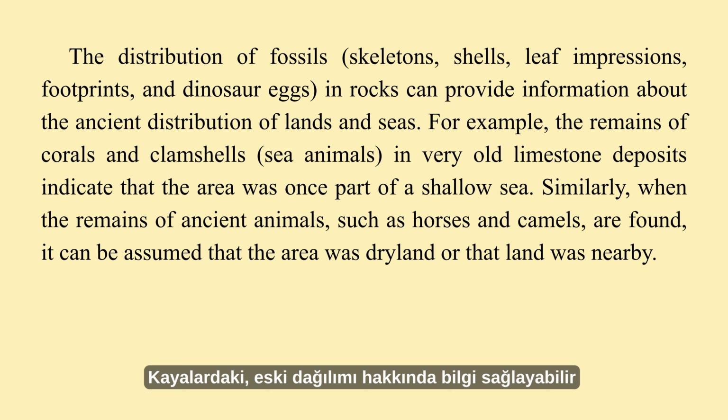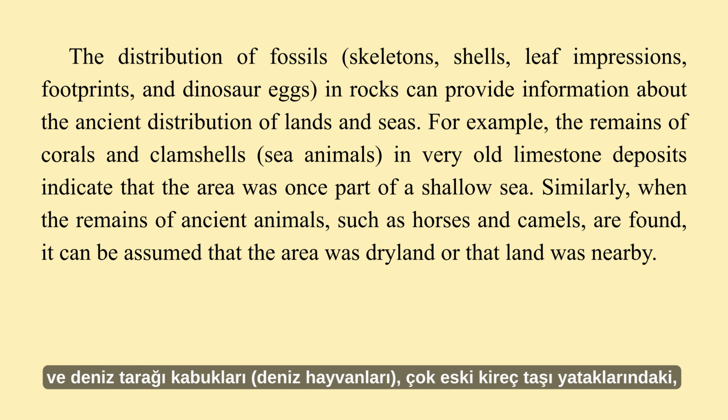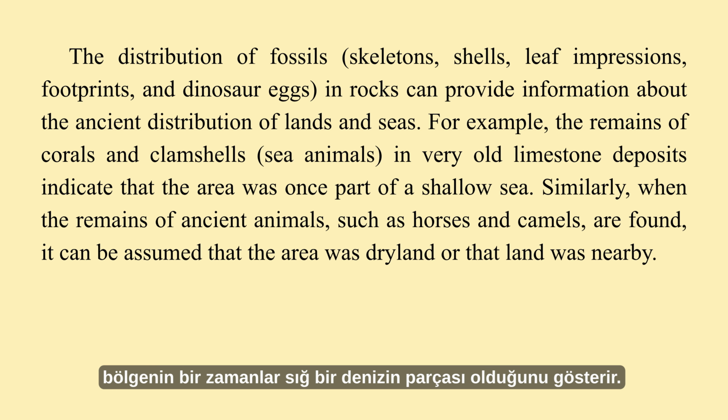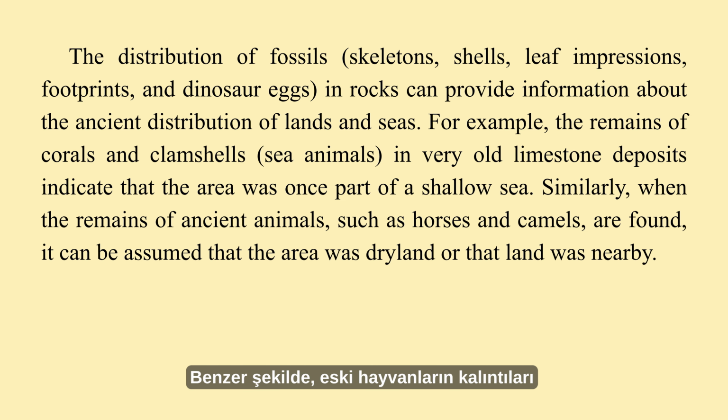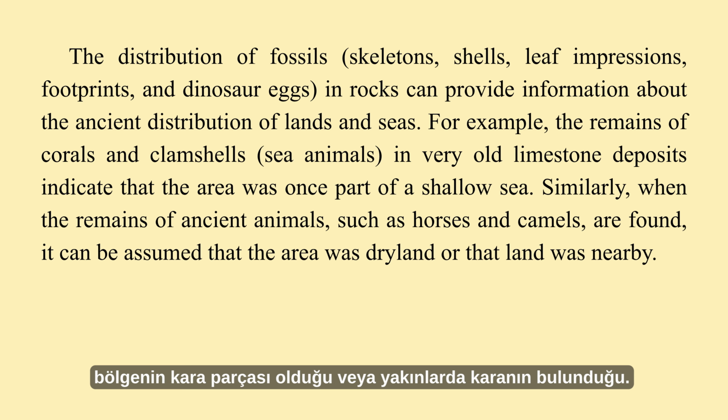The distribution of fossils, skeletons, shells, leaf impressions, footprints, and dinosaur eggs in rocks can provide information about the ancient distribution of lands and seas. For example, the remains of corals and clamshells, sea animals, in very old limestone deposits indicate that the area was once part of a shallow sea. Similarly, when the remains of ancient animals, such as horses and camels, are found, it can be assumed that the area was dry land or that land was nearby.